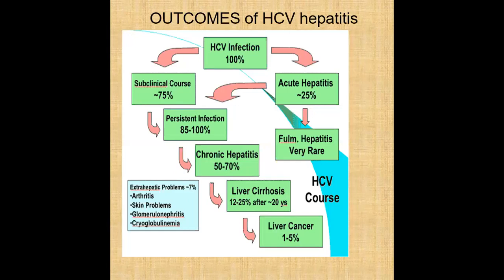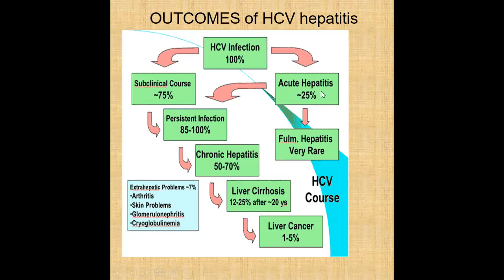The outcomes of hepatitis C virus infection: hepatitis infection is found in 100%. Then subclinical cases are found, near about 75%. From this 75%, if the growth of the virus continues, persistent infections occur, meaning repeated infections. That results in chronic hepatitis, then liver cirrhosis, and liver cancer. Likewise, the hepatitis progresses.